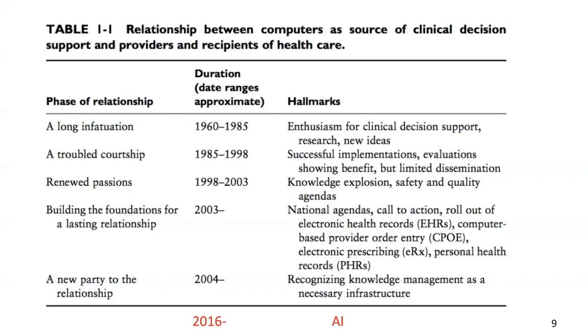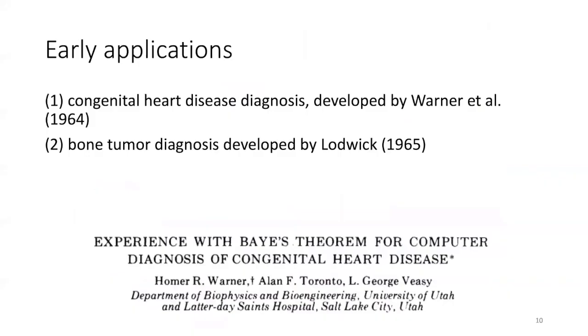But as you know, in 2016 AlphaGo beat the human Go champion, and artificial intelligence became hot again. You can see that in the following several years artificial intelligence became popular again. So that's the history of clinical decision support systems.